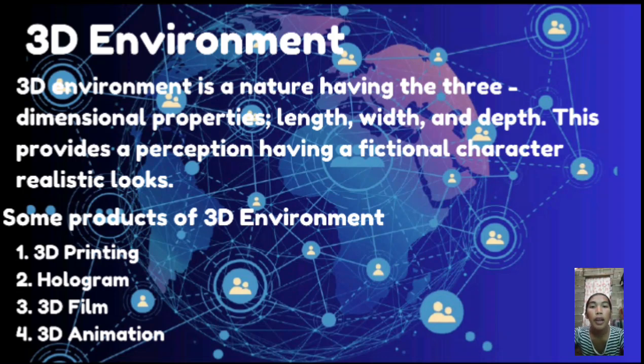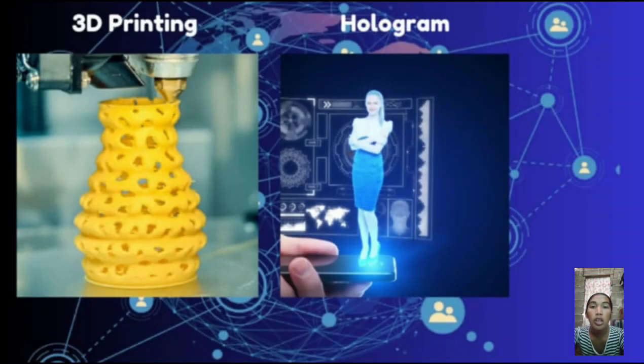An example of products that are used in a 3D environment, number one is 3D printing, a technology that creates real physical objects from digital 3D designs by building them layer by layer.